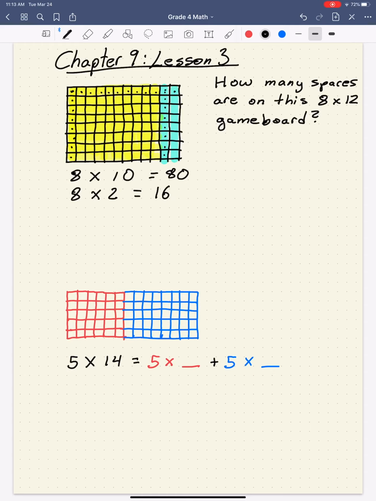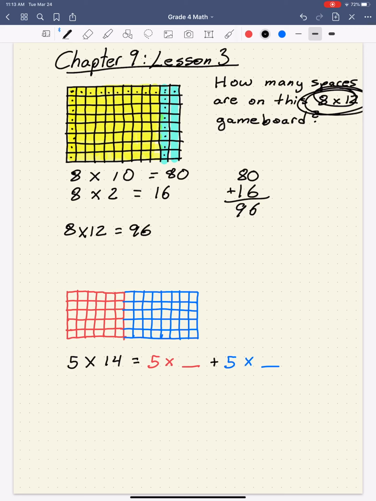So now I just have to add my two sections together. So 80 and 16 makes 96. So that means, if I go back to my question, 8 times 12 equals 96. That's how many spaces are on this game board. So let's look at a similar question. Instead of a word problem, we're just going to break it down into numbers.